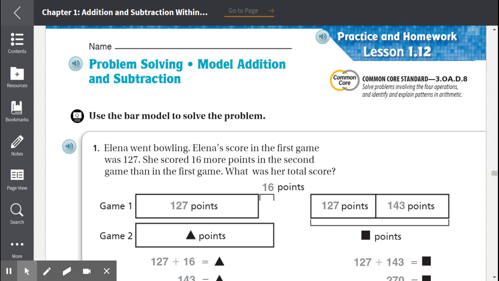Lesson 1.12, Problem Solving, Model Addition and Subtraction. Use the bar model to solve the problem.